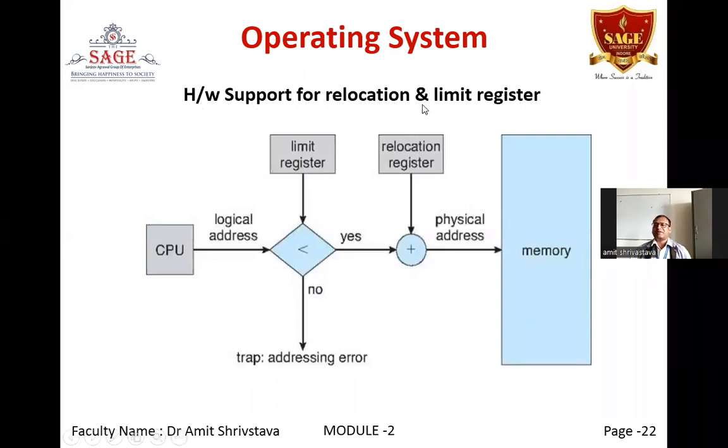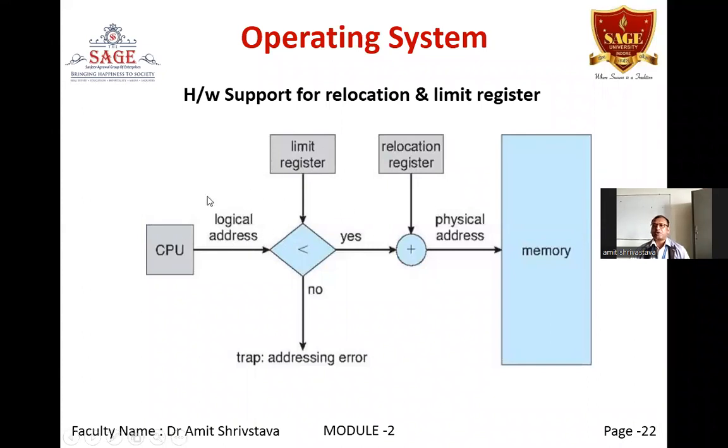Now, hardware support for the relocation and limit register. Suppose this is our CPU, which is generating one logical address. Now this logical address is compared with the limit register. Limit register is holding the total length of the program. Suppose my program is 500 statements long. So the logical address should be anywhere between 1 to 500. It cannot be more than 500.